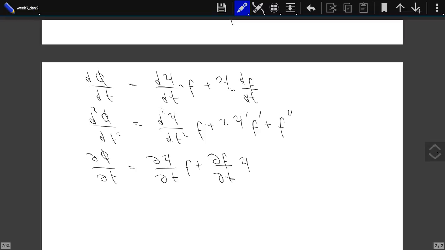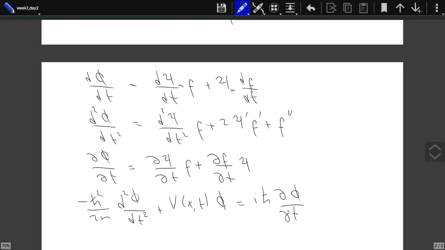And we will just put this in the Schrödinger equation: minus ħ² over 2m ∂²φ/∂x² plus V of x and t times φ is equal to iħ ∂φ/∂t, with the term f'' ψ.